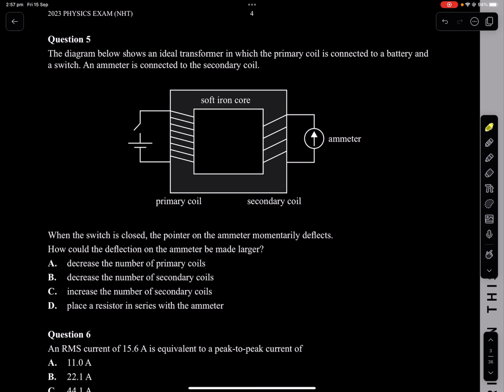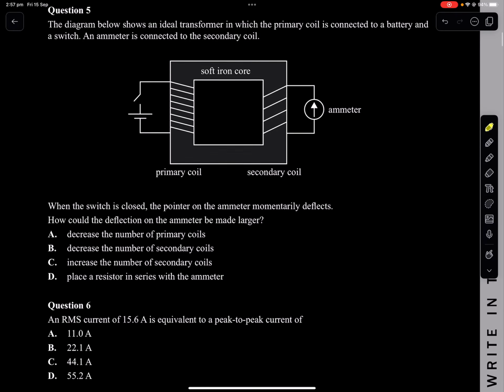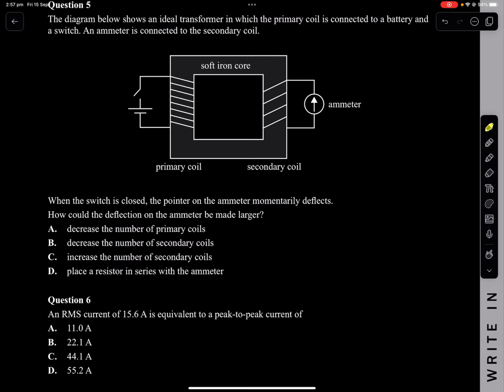Question 5. The diagram below shows an ideal transformer in which the primary coil is connected to a battery and a switch. An ammeter is connected to a secondary coil. When the switch is closed, the pointer of the ammeter momentarily deflects. How could the deflection of the ammeter be made larger? So if we want the deflection of this ammeter to be larger, we need a higher current. Remember, a higher current.